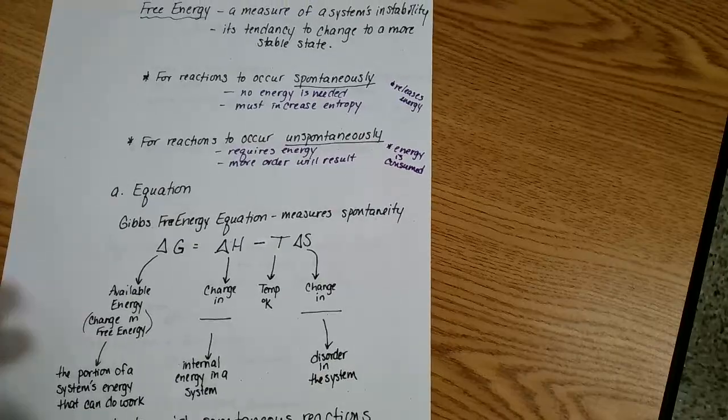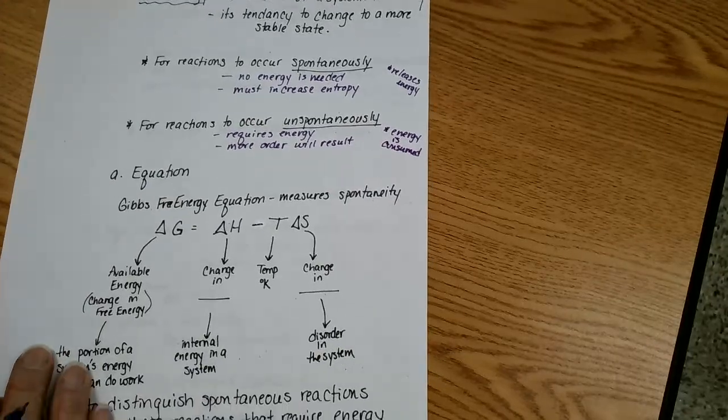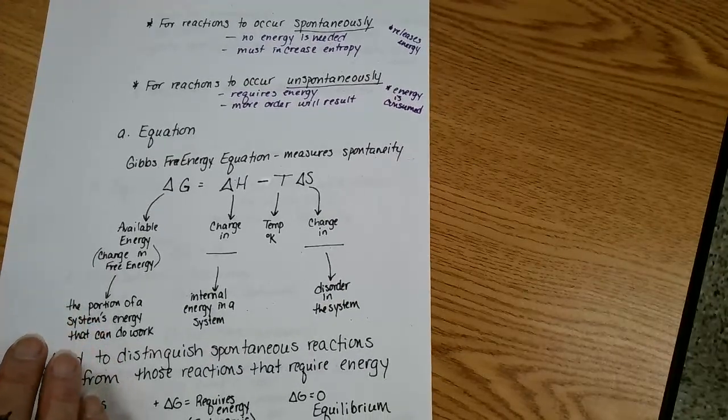All right, so we have an equation, because math can answer just about anything. And the equation here is called the Gibbs free energy equation, named after this guy Gibbs, which happens to look like a friend of mine.